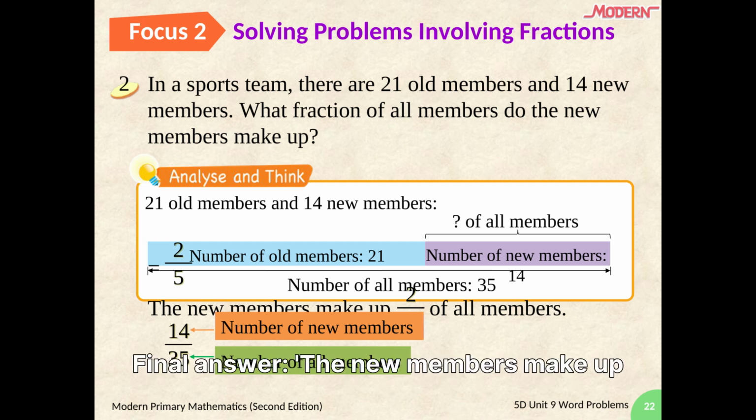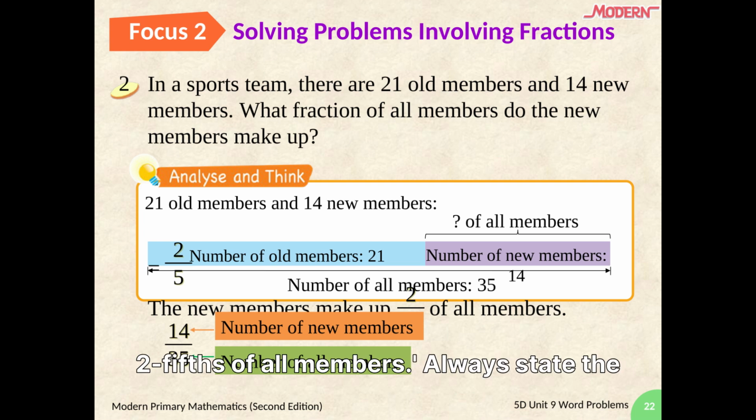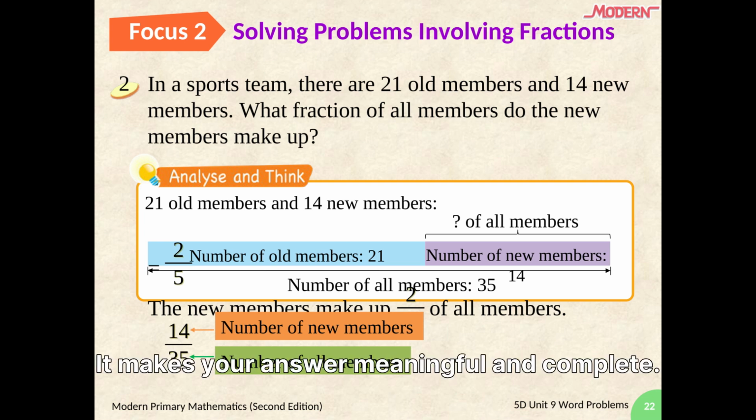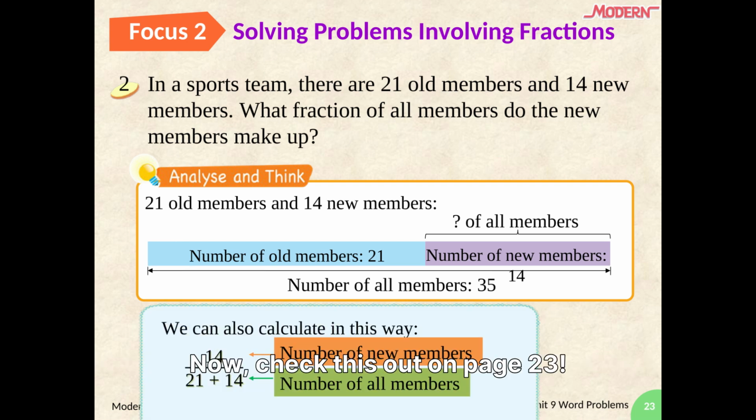Final answer. The new members make up 2/5 of all members. Always state the of what part. It makes your answer meaningful and complete. Now, check this out on page 23. We can also calculate this in one single step. This is a great pro tip for your exams.